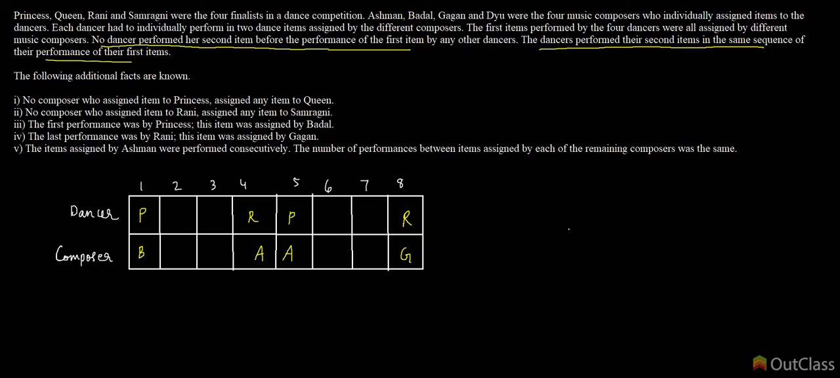Now, the number of performances between items assigned by each of the remaining composers was the same. So we have A, and outside of A you have two B's, two G's and two D's. The differences are the same. Now, you can eliminate all the other options.